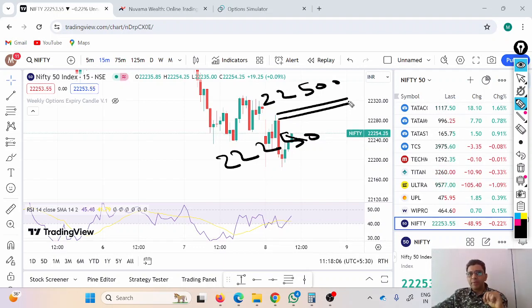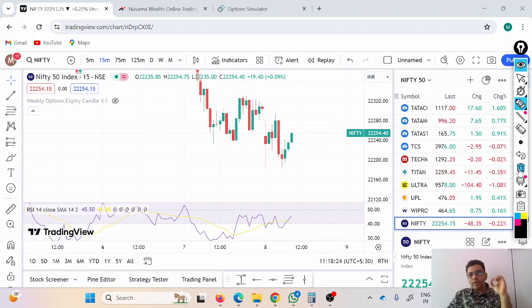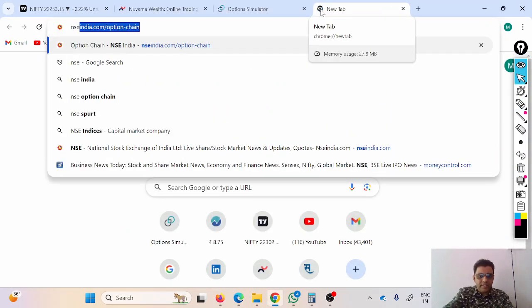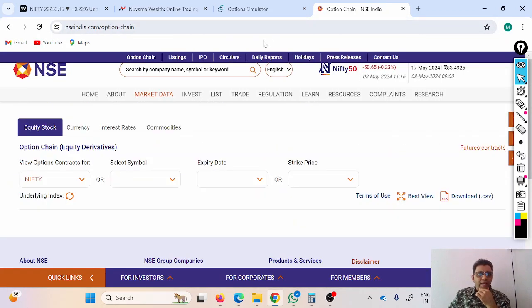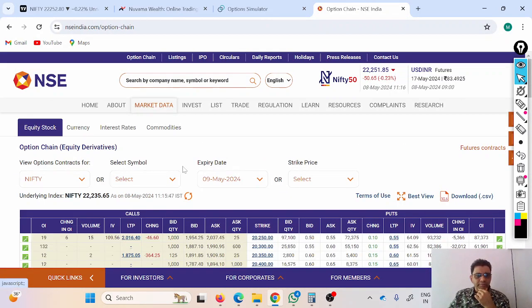So for weekly expiry, only 1 day is remaining. For monthly expiry, around 3 weeks are remaining. And for next month expiry, that is June month expiry, around 1.5 months are remaining. So similar to the cricket example, let's check the premiums for the same 22,500 for different expiries. So I am opening the NSE option chain over here.